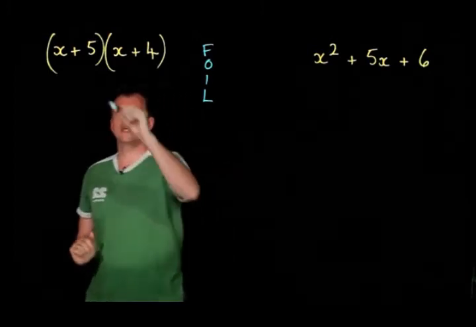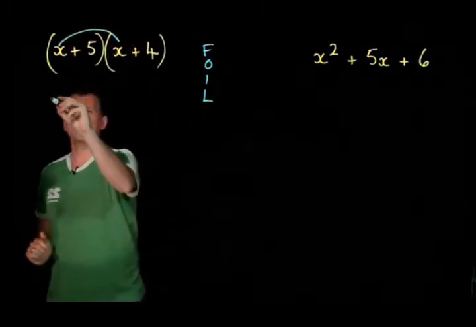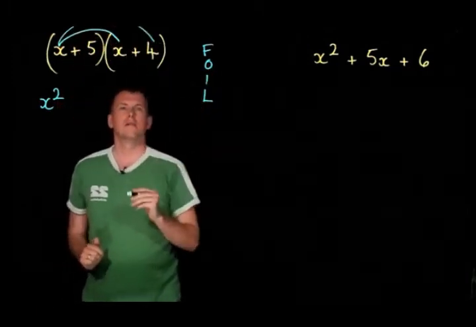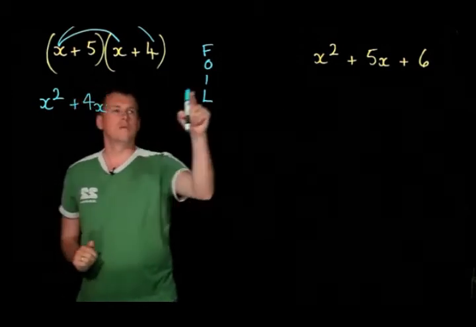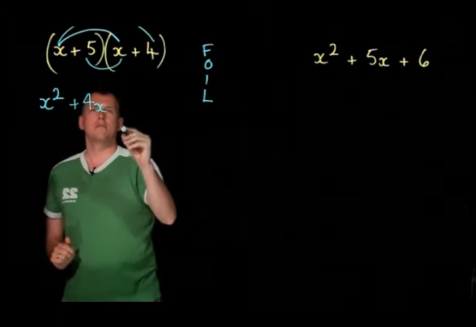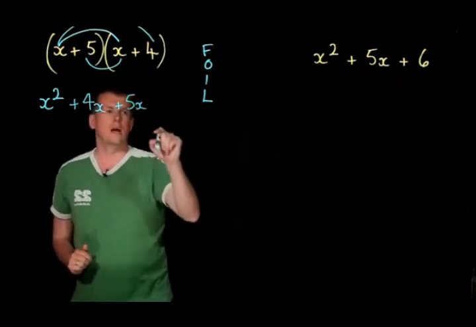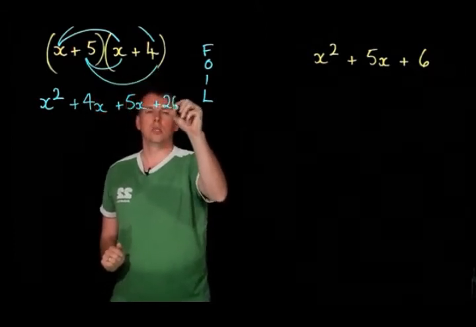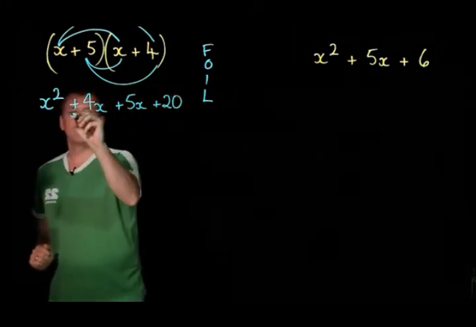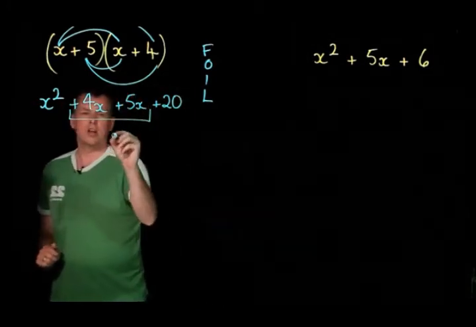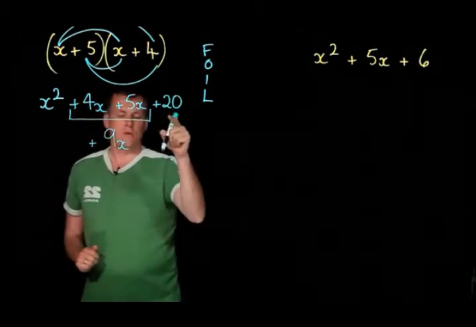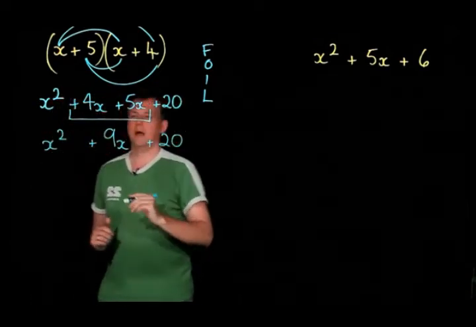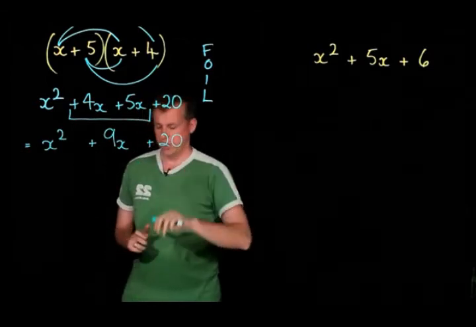We're multiplying together the first two terms there, x times x giving us x squared. We're then looking at the outside terms, the x times the 4 giving us plus 4x. We're multiplying together the inside terms, the 5 times the x giving us plus 5x. And then we're looking at the last two terms in each of the brackets, the 5 times the 4 giving us plus 20. Not forgetting to simplify because we have two x terms here, we have 9x altogether. And we've got a single number term, so we've got plus 20, and we've got the x squared there. Okay, so if we're expanding, we end up with this expression here.